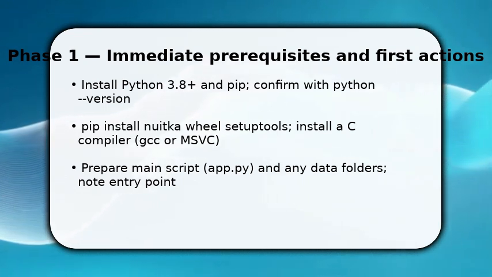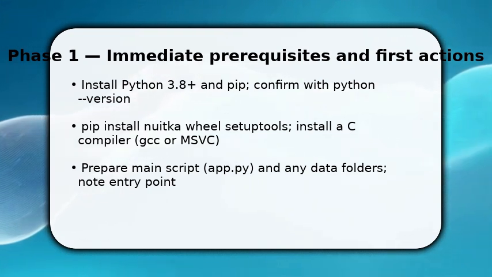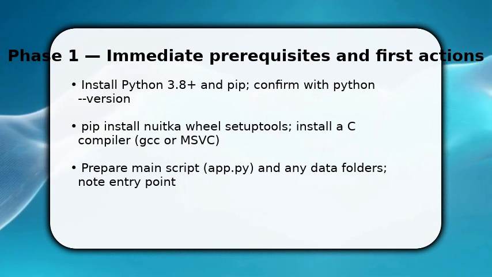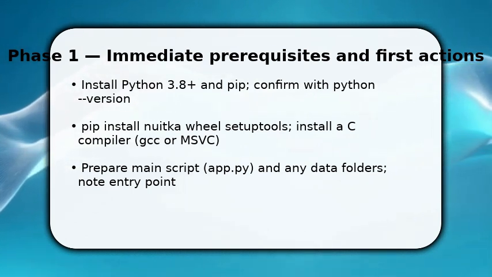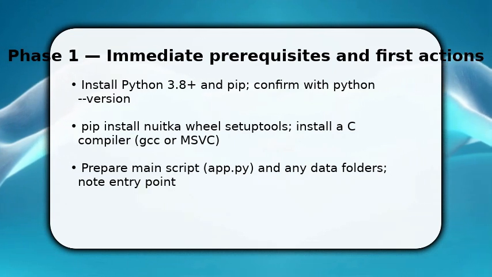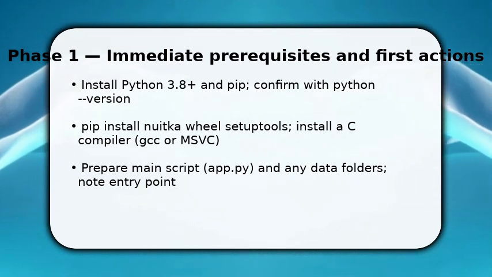Now place your entry file, for example app.py, in a clean project folder and verify imports run with python app.py. Then open a terminal in that folder and get ready to invoke Nuitka with basic options. This starts the build process immediately.